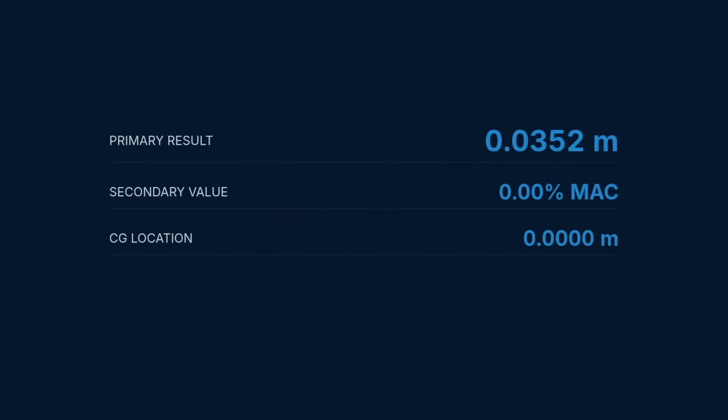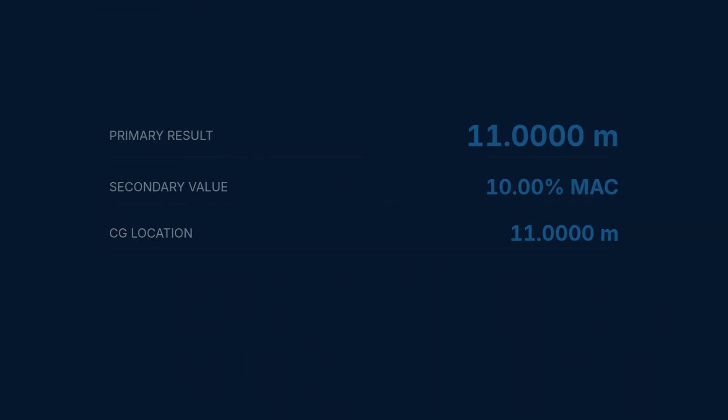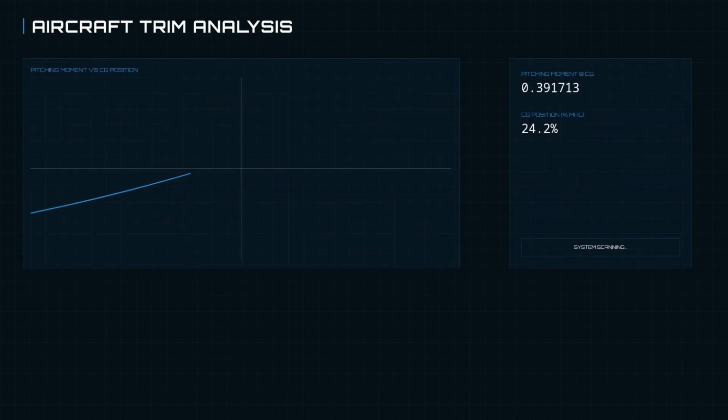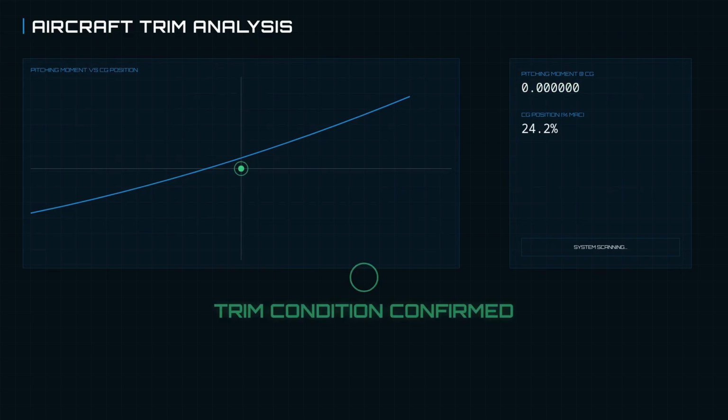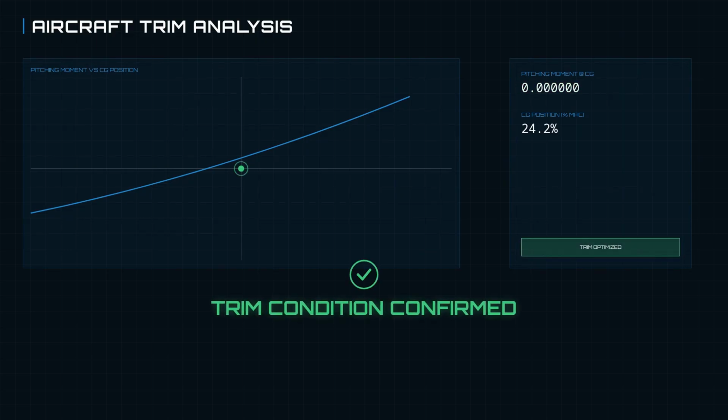After clicking Calculate, the results show primary result equals 11,000 meters, secondary value equals 10 to 100% Mach, and CG location is 11,000 meters from reference. The calculator confirms the pitching moment at CG equals 0.0000, indicating perfect trim condition, and notes the CG position within typical range.